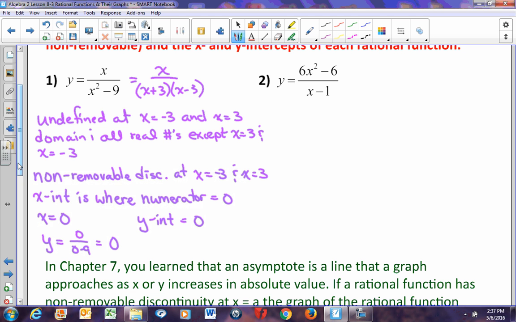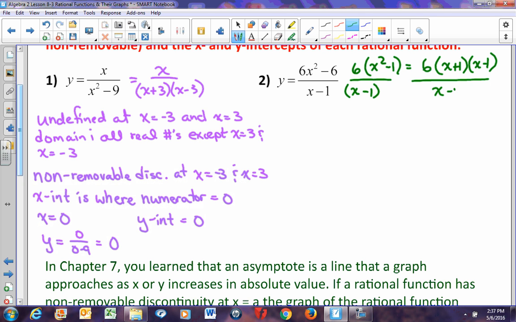Now let's look at the second one. Again, start off by factoring. So I'm going to take the 6 out of this, and I'm going to end up with x squared minus 1, which will factor again to 6 times x plus 1 times x minus 1. And in the denominator, I just have the x minus 1. So if you can see this, you can see that we can cancel out this and this right here, which means I have two things I need to pay attention to. It is undefined at x equals 1, because I'm looking at my denominator, so I'm going to look for my domain first. It's undefined at x equals 1.